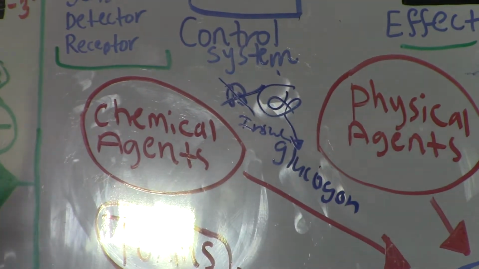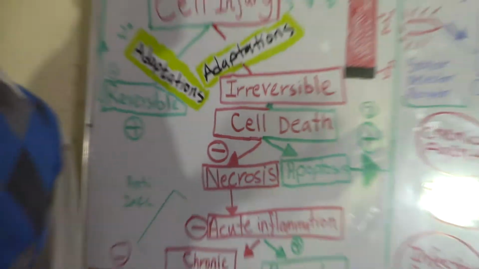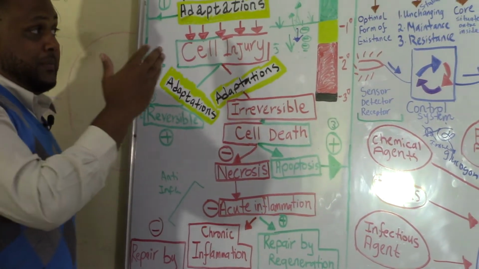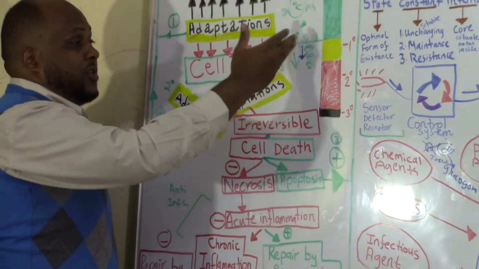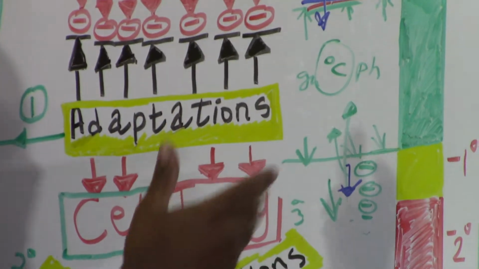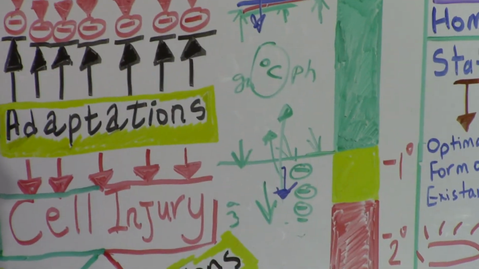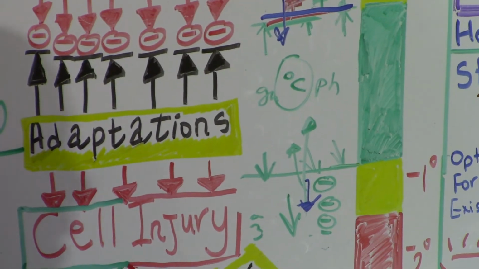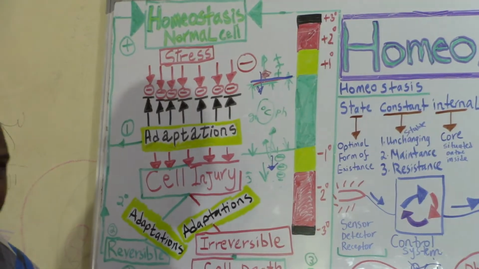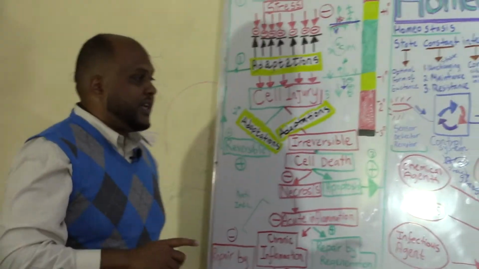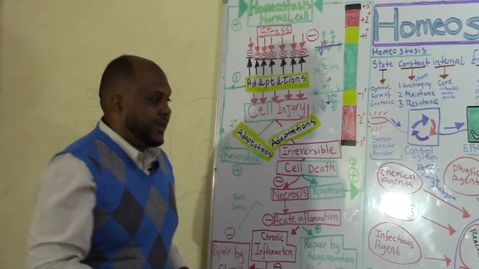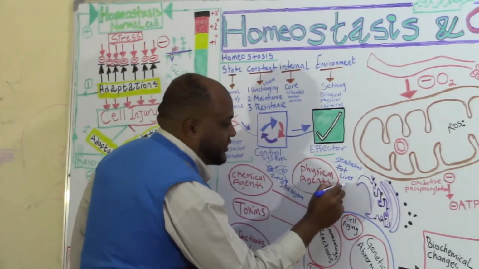Here, we don't have the adequate amount of glucose in the body. Now we need to increase it. And glucagon is a catabolic hormone that causes a breakdown in the glycogen storage in the liver.